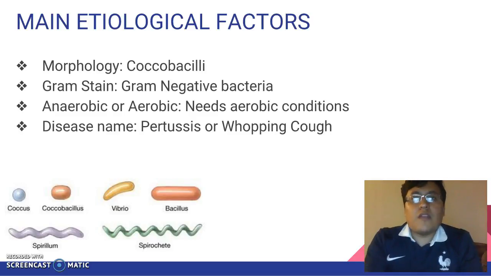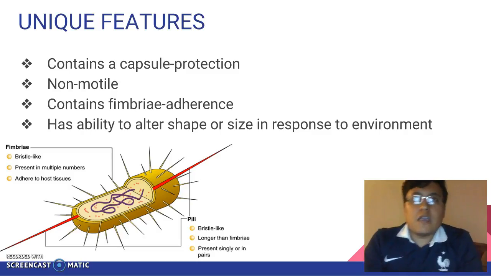We know that it will have the LPS factor, which we know is a toxin, and it will operate under aerobic conditions, so that just means that it needs oxygen. And Bordetella pertussis as an infectious agent will cause the disease we know as pertussis or whooping cough, which is its most common name.